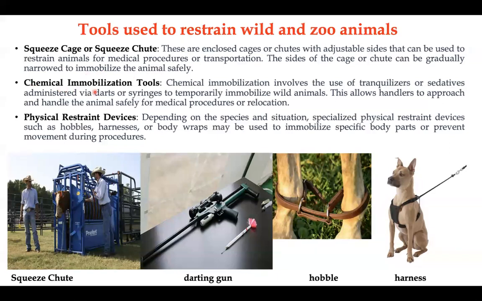As for the chemical immobilization tools, you will come to see the darting gun and the syringes. Hopefully, some of you will go to Bangladesh National Zoo for your internship. Then you will come to see these equipment. Chemical immobilization involves the use of tranquilizers or sedatives administered via darts or syringe.